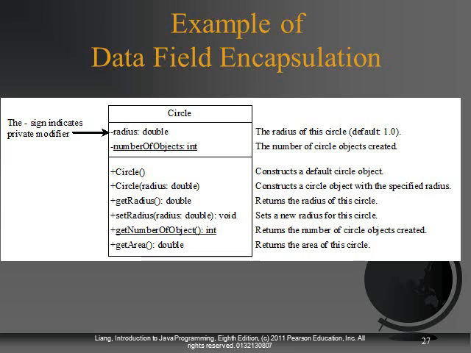Now, the circle class, as described by the UML diagram, has two properties. One is an instance variable, radius. So every instance of circle will have a radius. And the other variable, number of objects, is a class level variable. So all instances of the circle will share the number of objects variable. There's also a class level method, get number of objects.